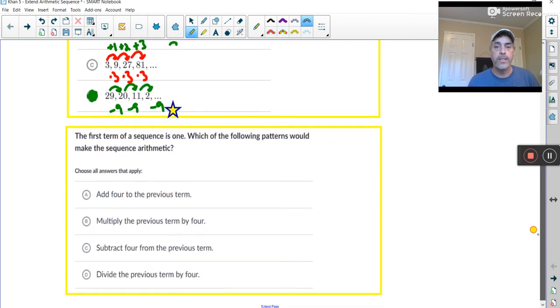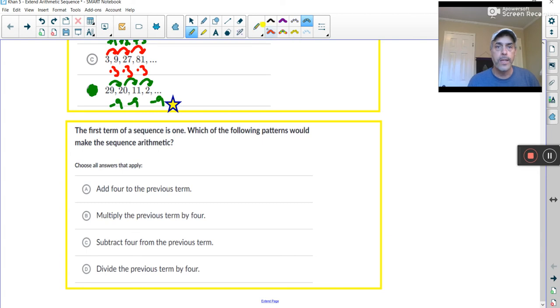Okay, one other practice that comes from the article, and then we'll get into 4 Khan Academy practice problems. The first term of a sequence is 1. Which of the following patterns would make the sequence arithmetic? Okay, add 4 to the previous term. Yes, adding that 4 would give us an arithmetic sequence. Multiply the previous term by 4. No, multiplication doesn't work. Subtract 4 from the previous term. Yes, that would be fine. Divide the previous term by 4.